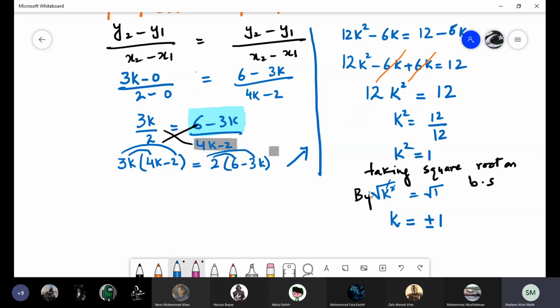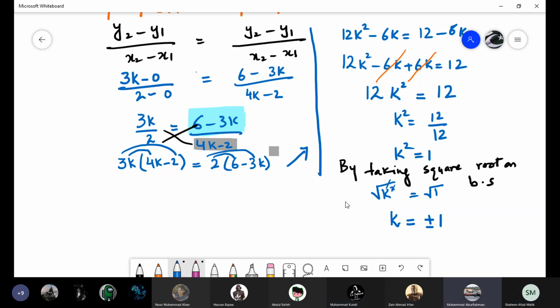Why plus minus 1? Yes, can any one of you tell me why plus minus 1? Because whenever we are taking the square root, we are not sure whether the value is positive or negative. So whenever you take the square root, you write it with the plus minus sign. You have done this in grade 7. Yes, ma'am, we also did it in grade 7.